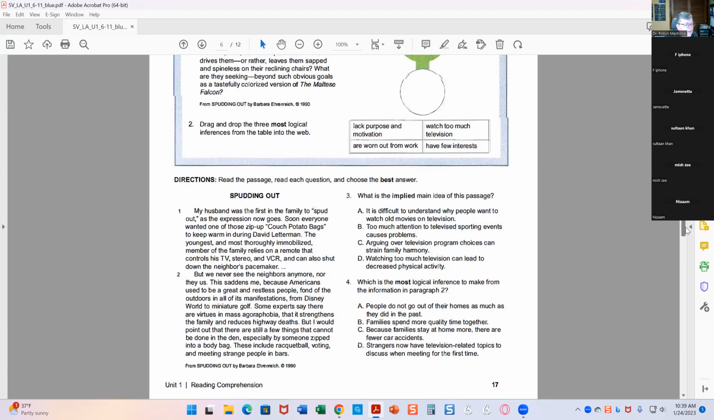Who wrote this? Oh, I don't know who she is. I'll bet she's a comedian or a humorist writer. So the implied main idea, what is she wanting you to think this is about without actually saying it? It is difficult to understand why people want to watch old movies. Too much attention to televised sporting events causes problems. Arguing over television program choices can strain family harmony, or watching too much television can lead to decreased physical activity.